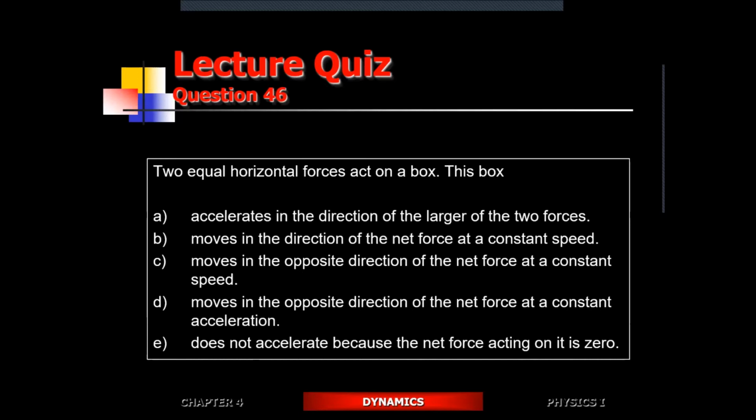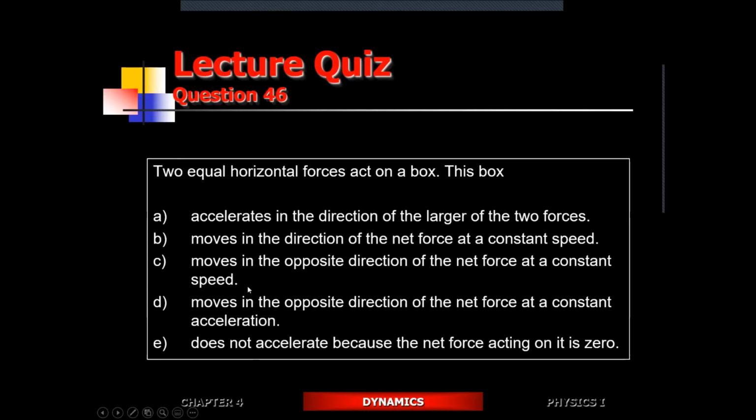Okay, so we have two equal horizontal forces acting on a box. A is not the right answer because it's going to accelerate in the direction of the larger of the two forces. These forces have the same magnitude, so that's not a reasonable answer. Moves in the direction of the net force at a constant speed. If there's a net force, you will accelerate, so that's not correct.